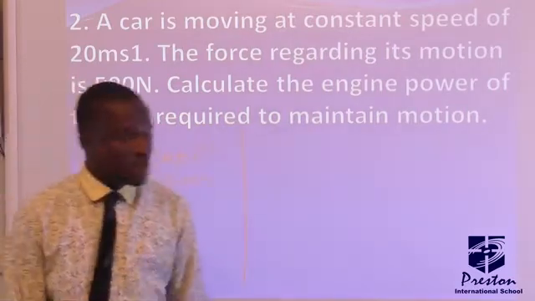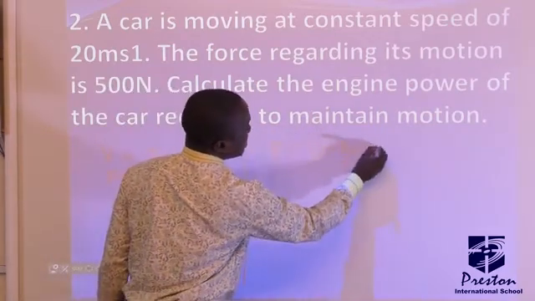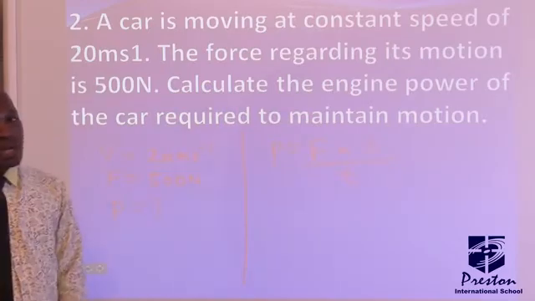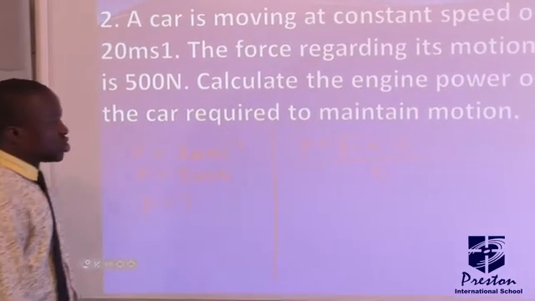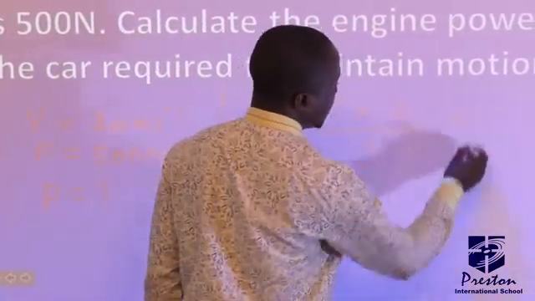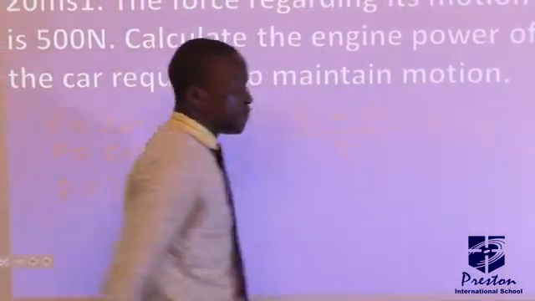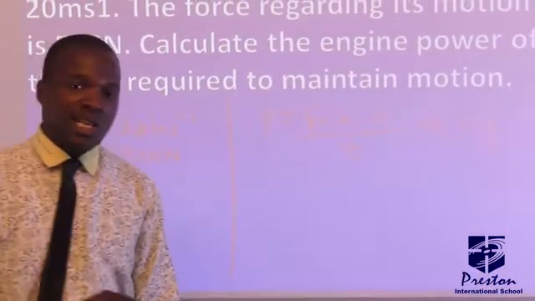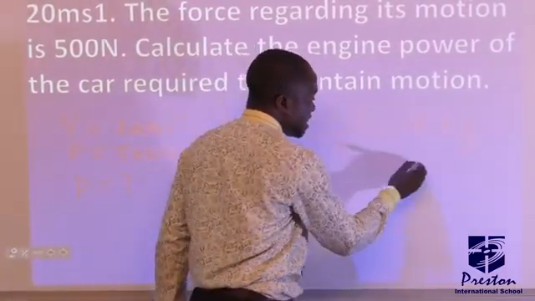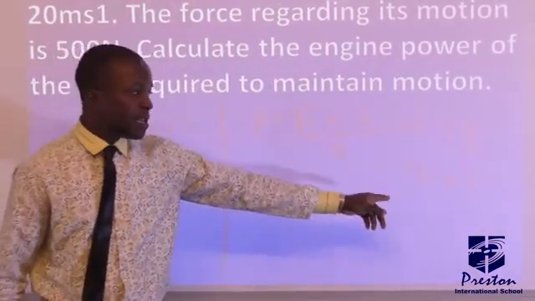Now, let me explain something to you here. I told you that power is equal to force times distance over time taken. But this time around, you are not given time and you are not given the distance. So you have to do something here. Power is force times distance over time. Don't forget, in motion, distance over time is known as the speed. So force times speed can also be the formula for power.